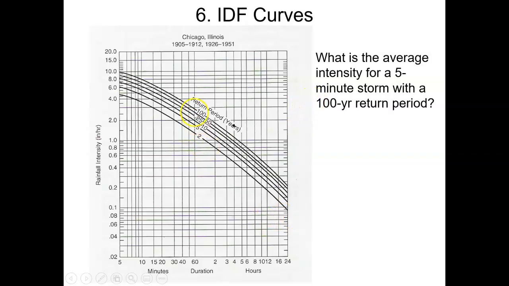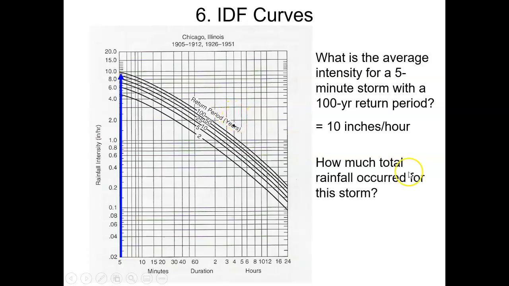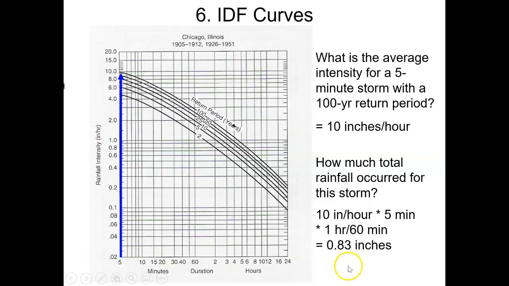What about a 100-year return period? So for an average 5-minute storm with a return period of about 100 years, it's going to rain almost 10 inches per hour. Well, what if I don't have 100 years of data? Well, you extrapolate it out. I start with that and I can extrapolate out how much total rainfall occurred during the storm. 10 inches per hour times 5 minutes, converting units between hours and minutes, I get 0.83 inches total rainfall.